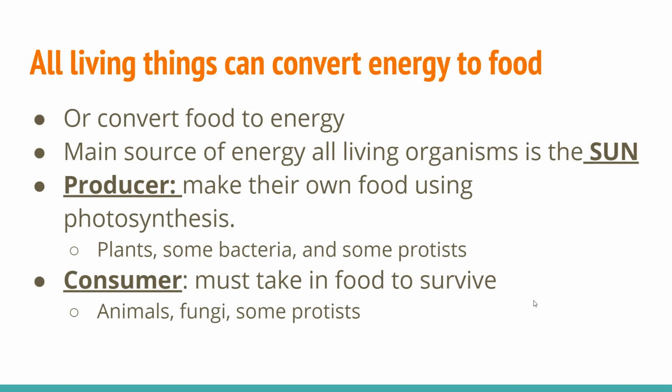All living things can convert energy to food or convert food to energy. The main source of energy of all living things on the planet is the sun. Now, the sun helps with photosynthesis. The sun is necessary for plants to make their own food. Now, a producer is an organism that makes its own food by using photosynthesis. So plants, some bacteria, and some protists are photosynthetic organisms.